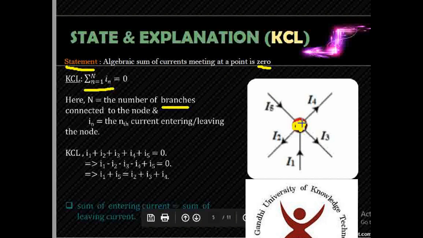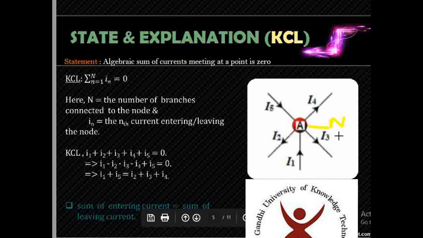This is a node. Meeting point is called node. If two or more branches are connected to one point, they are called node. Here this is one branch, this is another branch, this is third, fourth and fifth. We have five branches here connected to one point. That's why I can call A as a node.